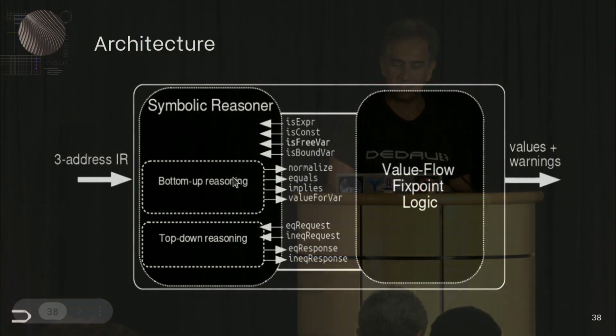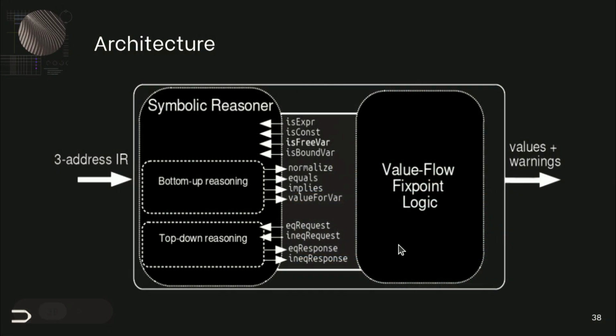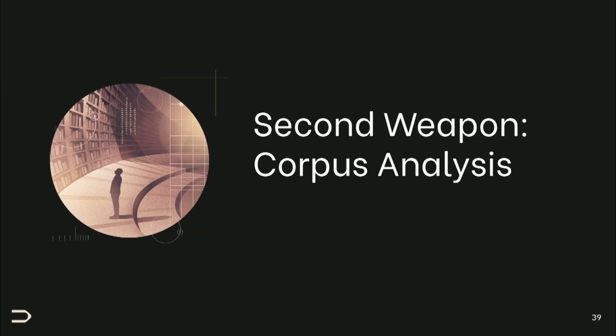So our architecture looks like that. We have something massively parallel that talks to a symbolic reasoning and sometimes gives requests for solving equations, but mostly gets back massive results of whatever is true based on all the data that we've fed in. So this kind of analysis is our first major weapon. What's our second major weapon?